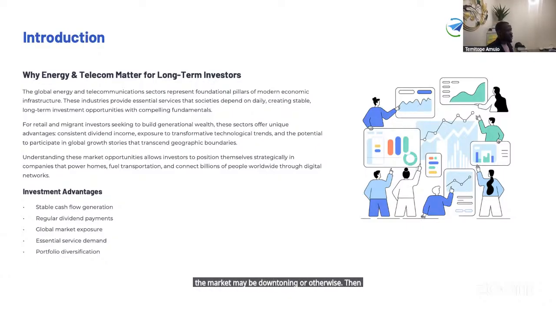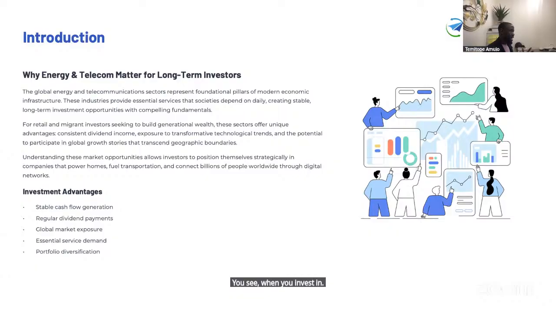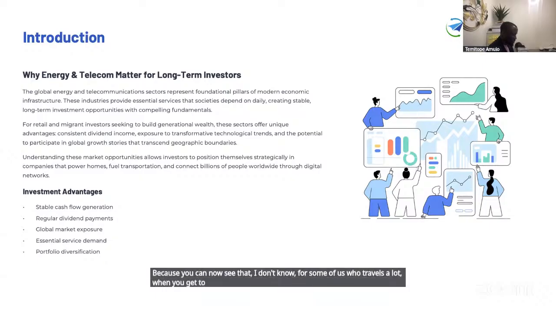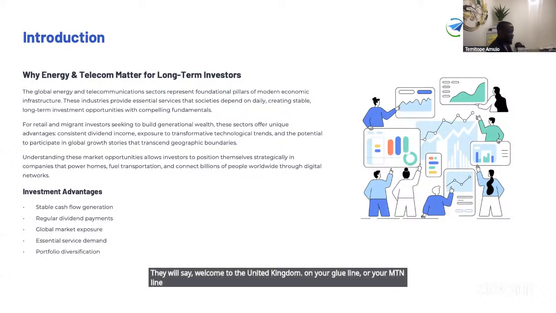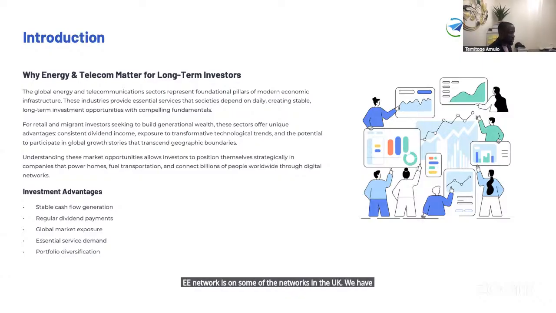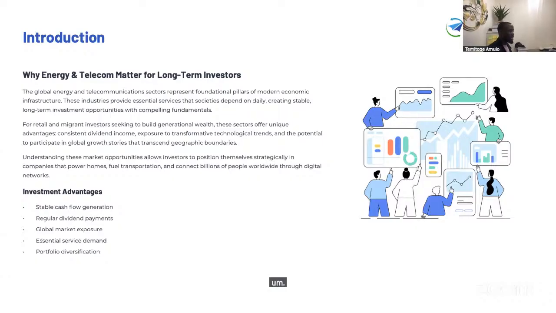Then the next is global market exposure. You see, when you invest in energy and telecommunication, you are connected to the whole globe, because you can now see that, I don't know, for some of us who travel a lot, when you get to a particular country, they will say, "Welcome to the United Kingdom." On your Glo line or your MTN line, they will welcome you to United Kingdom and they will say you are now roaming with the EE network. EE network is some of the network in the UK. We have EE, Vodafone, Three, and the likes. So they will tell you you are now operating with the EE network or Vodafone network.